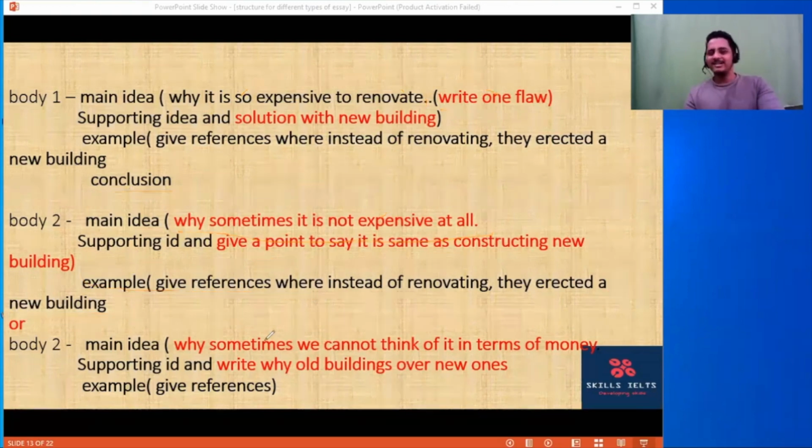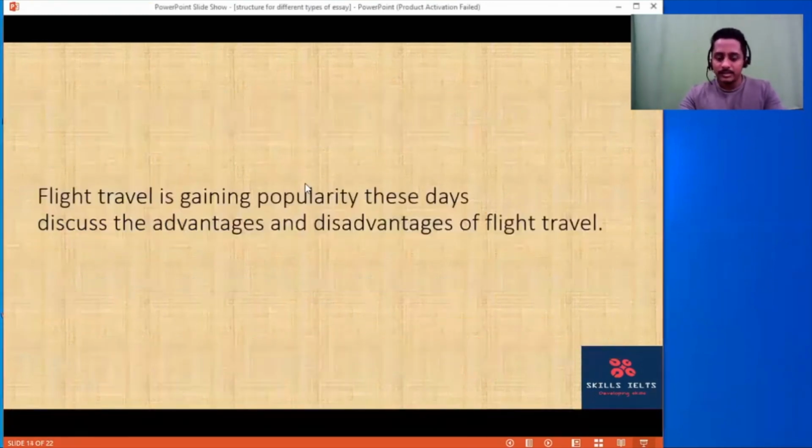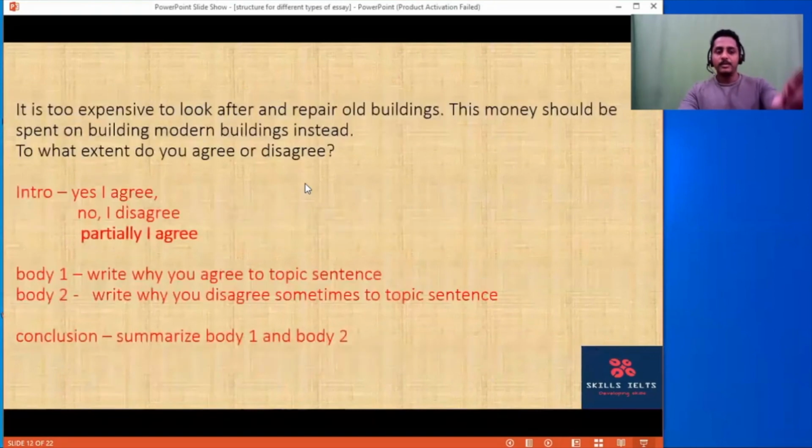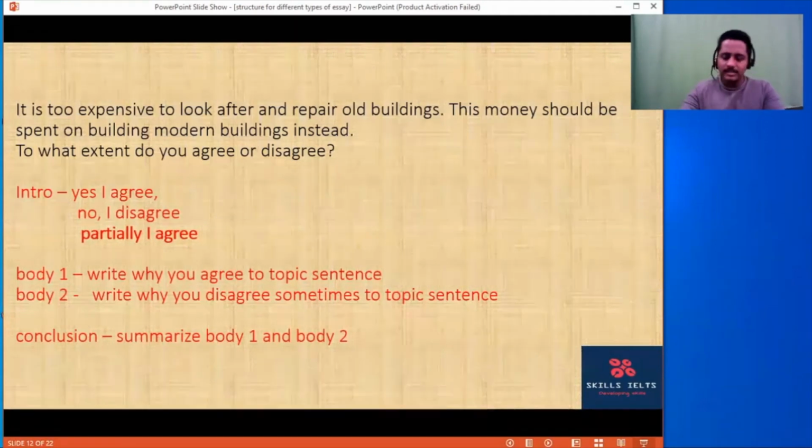See, it's all logical. You just use your analytical skills and go with it. Why sometimes can we not even think of it in terms of money? Can I use it? Oh, certainly yes. The question asks to what extent you're disagreeing. See here: it is too expensive to repair old buildings, and this money should be spent on modern buildings. Do you agree? I partially agree, because sometimes we don't care even though it is so expensive. Can I write that? Certainly yes.